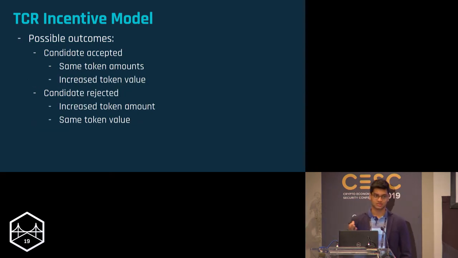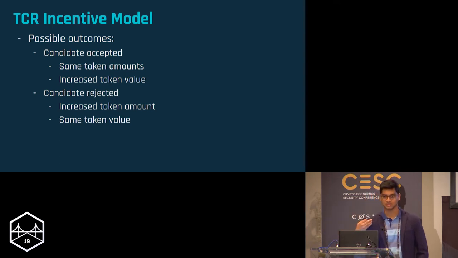So the possible outcomes that we have are a candidate is accepted, and hopefully the candidate is good. And this means that the token holders each hold the same amount of tokens, but now, since the candidate was good and was accepted into the registry, their token value increases, because our assumption is token value is linked to quality of the registry.